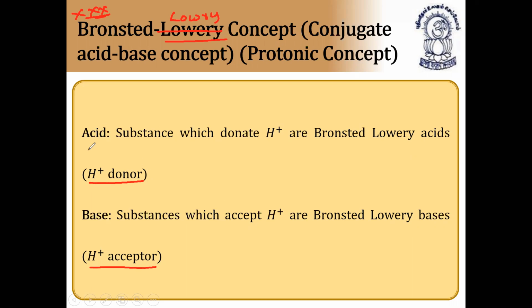So, according to the Bronsted-Lowry concept, an acid is nothing but an H plus donor and a base is nothing but an H plus acceptor. Very simple language is given for your understanding. So, please try to understand. It's very easy. Let us see now more about this theory.